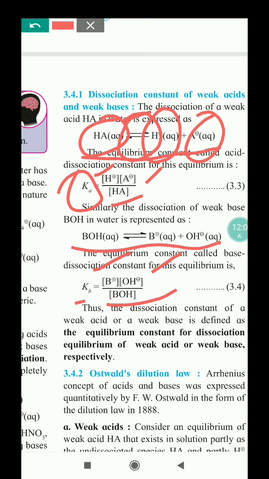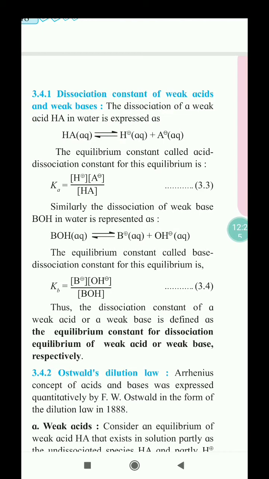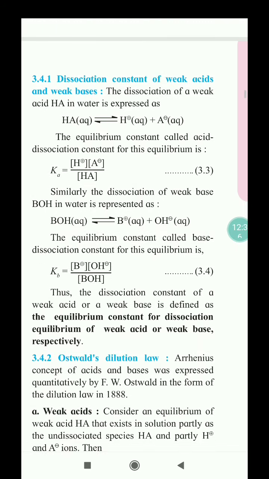So for a weak acid and weak base, the dissociation constant can be defined as the equilibrium constant for the dissociation equilibrium of the weak acid or weak base respectively. That is, the equilibrium constant obtained for the dissociation reaction of an acid or base is called the dissociation constant.